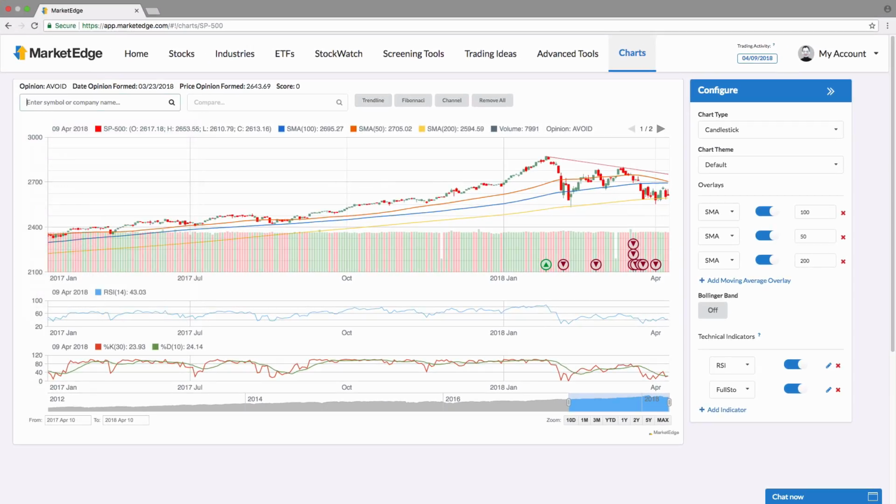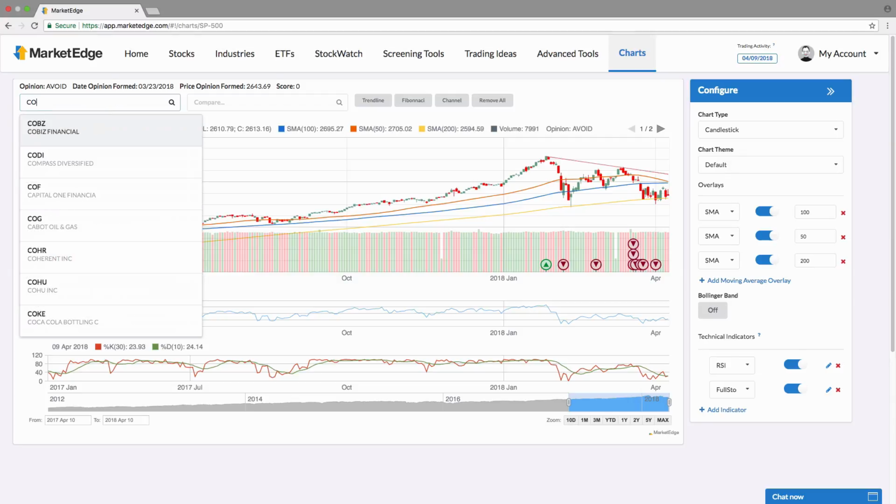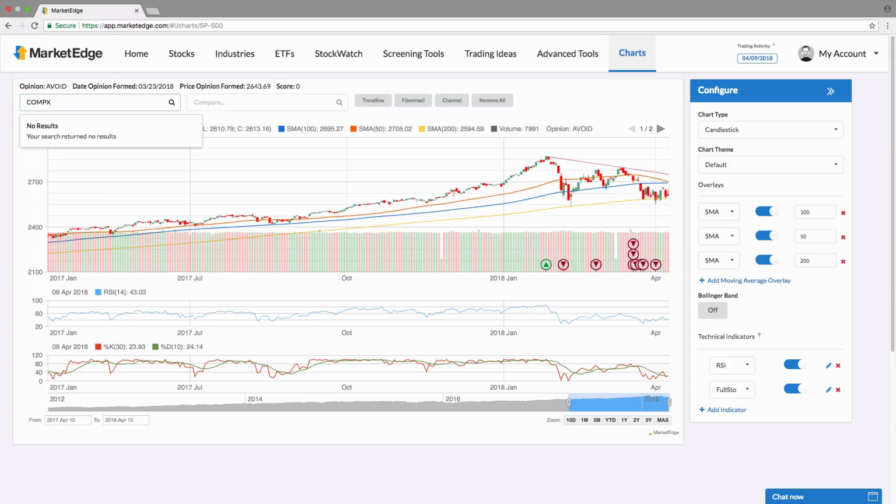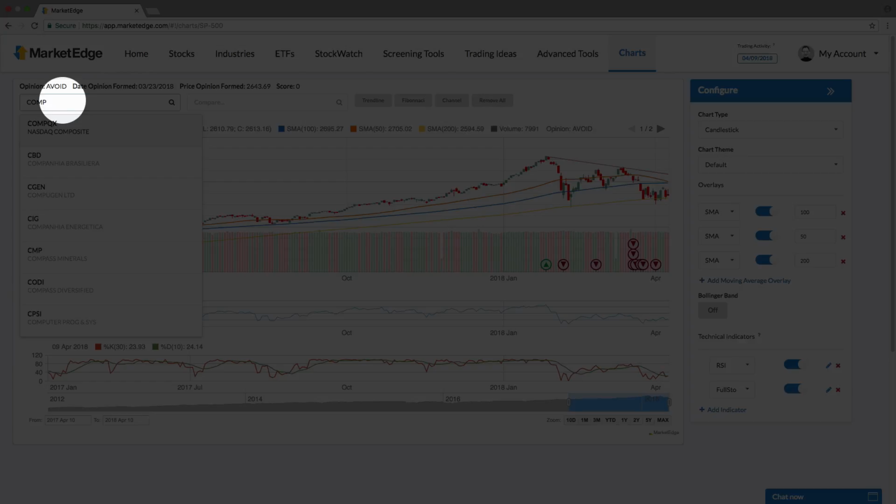Okay, we'll go to the NASDAQ. It's COMPX if you put it in there. That's not going to be it. Go CMP, here we go. Pull up the NASDAQ.